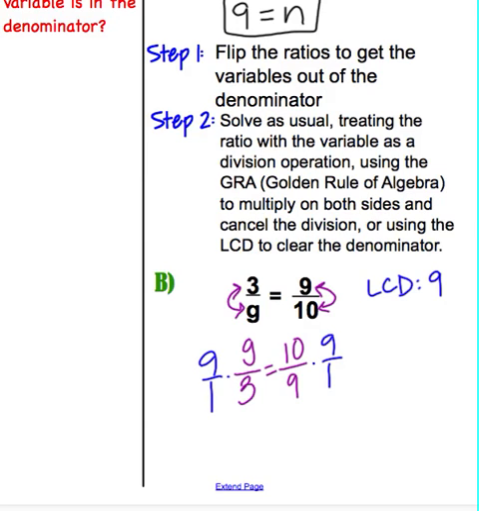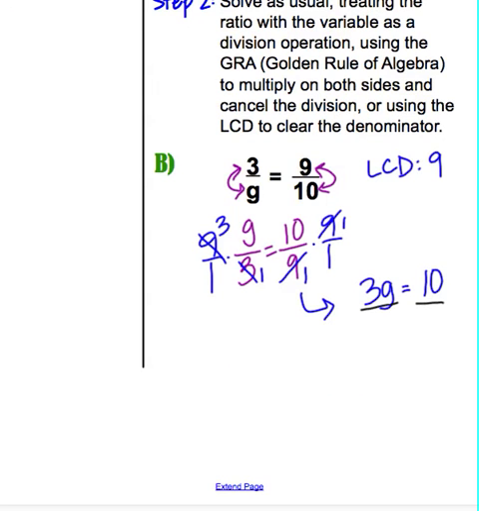And when I do this, I end up with the 9's canceling, leaving me with 1's, and that gives me 10 on the right-hand side, and then 9 and 3 are both divisible by 3. 3 turns into 1, 9 turns into 3, and that gives me 3g. So now my next step is going to be to divide both sides by 3, which cancels here, giving me g is equal to 10 thirds.